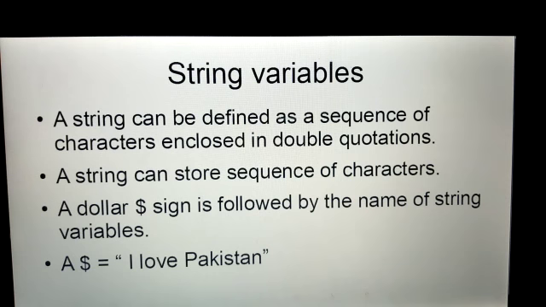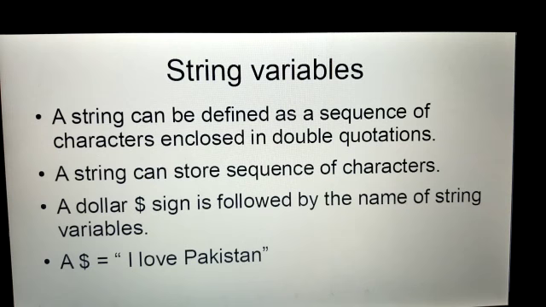So here, a string can be defined as a sequence of characters enclosed in double quotations. A string can store a sequence of characters. When you store a sequence of characters or string data, you declare the variable with the dollar sign after the variable name. If you don't declare the type of variable at the end of the variable name, you can't store your data, because if you don't represent your type of variable, it is considered a numeric value.